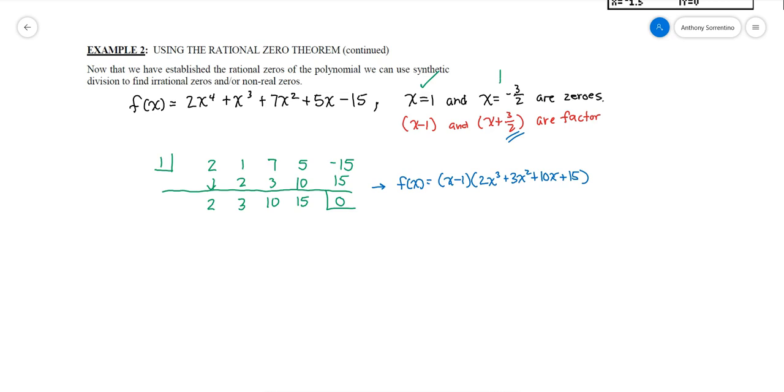I've taken care of this one. I want to now take care of this one. So I'm just going to start with this list of coefficients again and divide by the negative 3 halves.